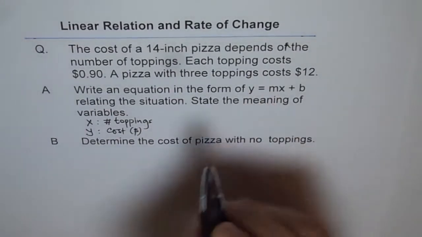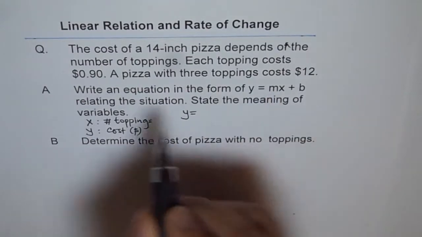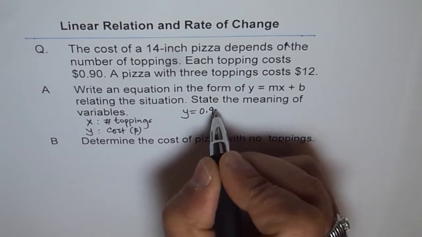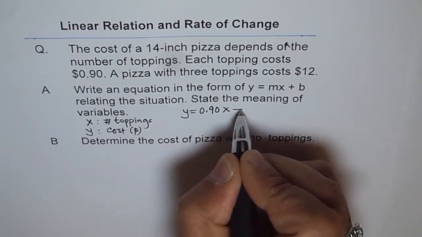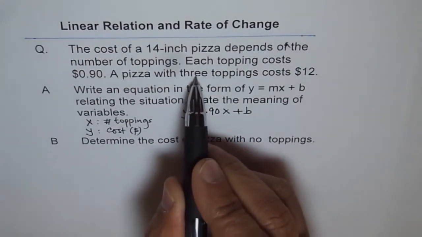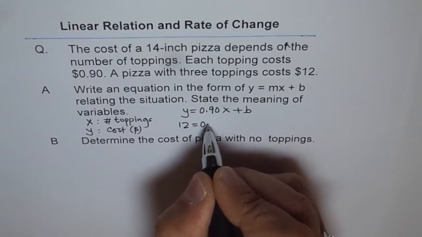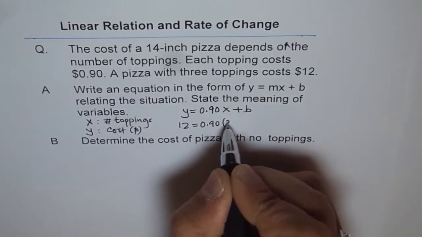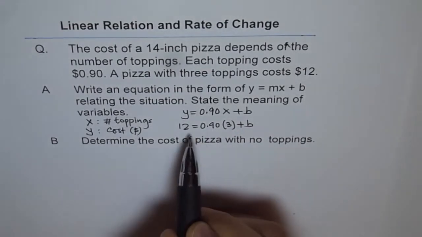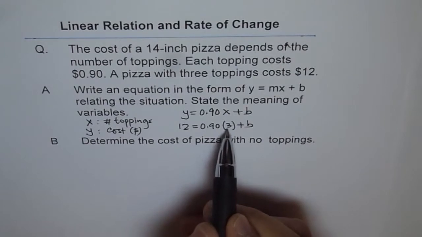So we can use this equation. We know y equals the rate of toppings, which is 90 cents. Every topping cost is 90 cents. So 90 cents, right? 0.90x plus b. And if x is 3, that is 3 toppings, the cost is 12. So we get 12 equals 0.90 times 3 plus b, right? Therefore b is, we have to take away 0.9 times 3, which is 2.7, right?